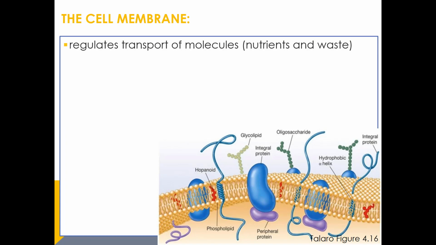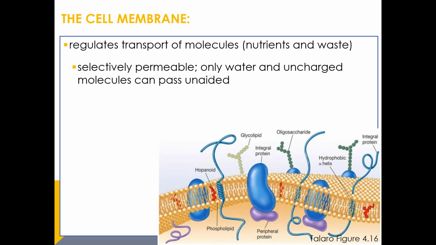So what does the cell membrane do? Well, it regulates transport of molecules. Remember, water and uncharged molecules can pass through a membrane, so it is semi-permeable, or selectively permeable. So it can regulate what comes and goes.